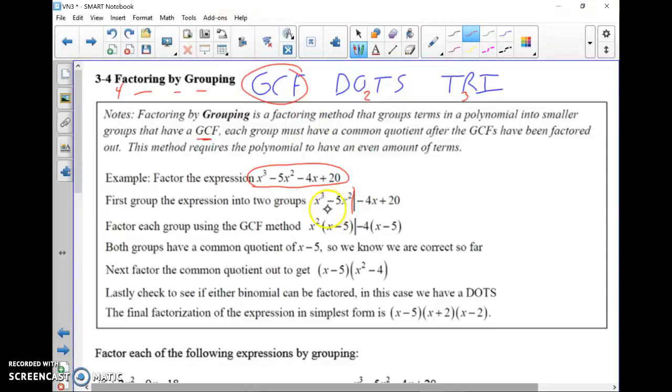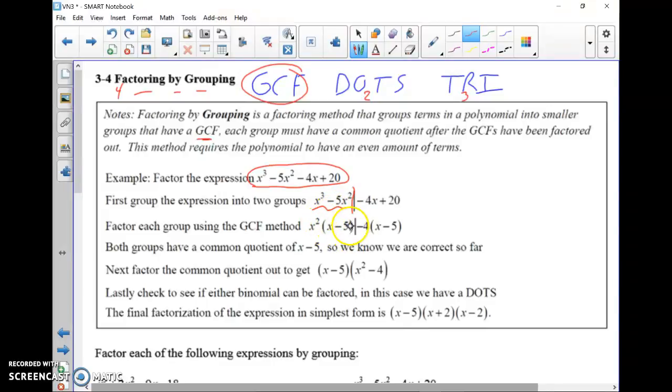So take a look at what we have here. x to the third minus 5x squared. What do they have in common? They have x in common. And not only that, we could take out x squared because this one has 3 of them and this one has 2 of them. So we could take out x squared. That's what I mean by 2.